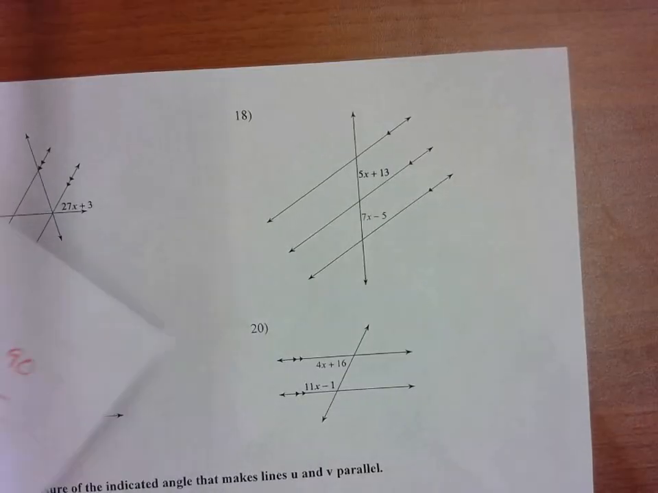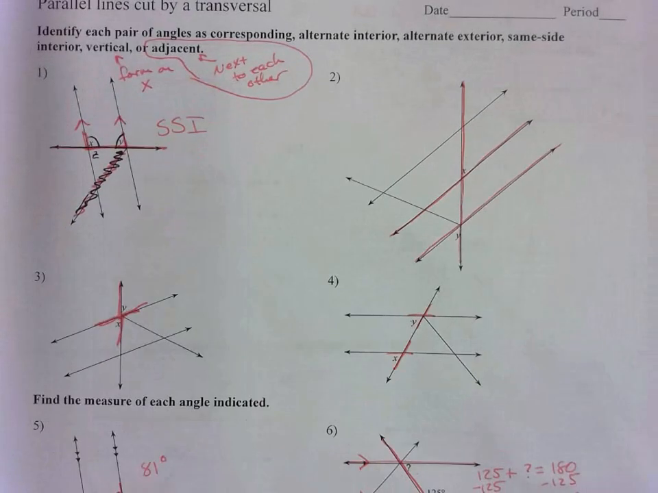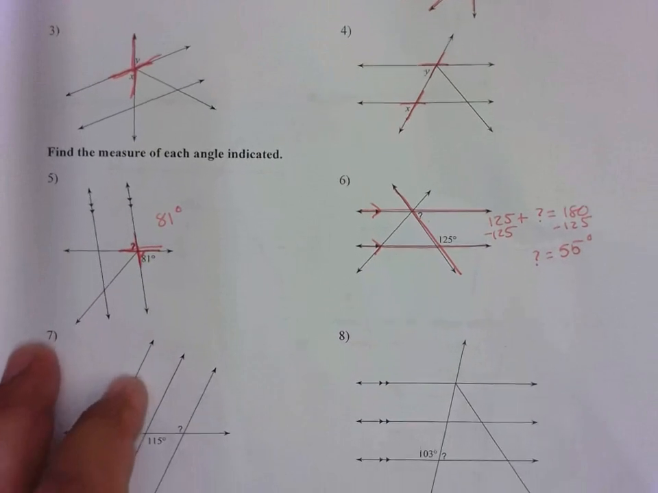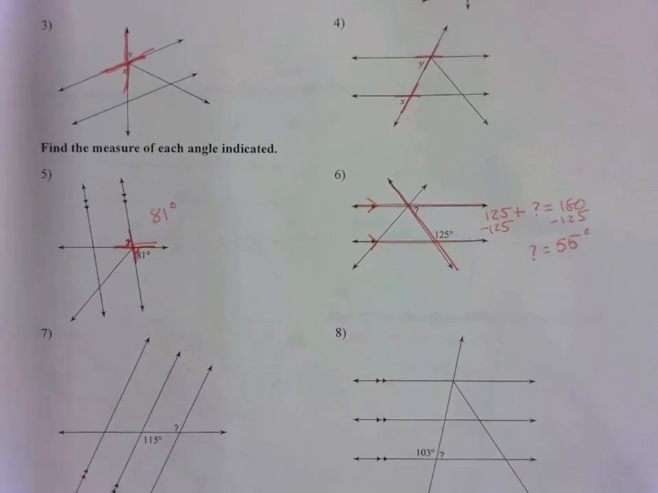Number 5 through 14, you are solving for the missing angle. Again, name the angle pair. For number 5, if you draw the lines that create these two angles, it forms an X. Since it forms an X, they're vertical angles. Vertical angles are congruent. So if one side is 81, how much is the other side? 81. You're done.